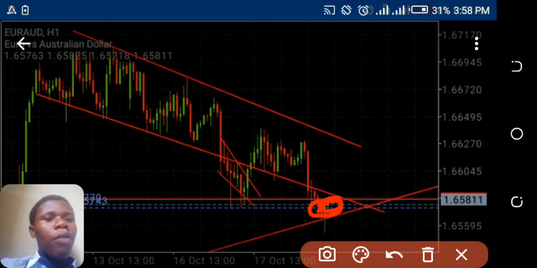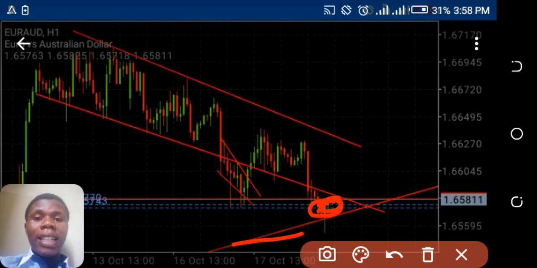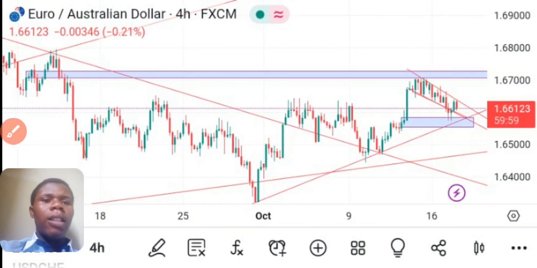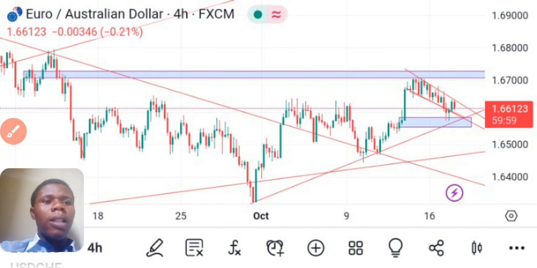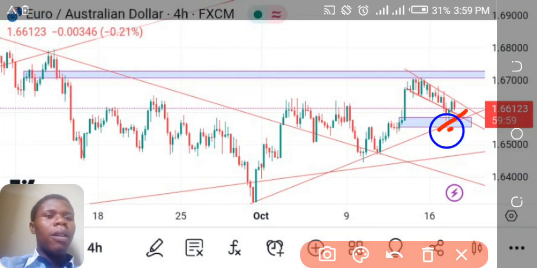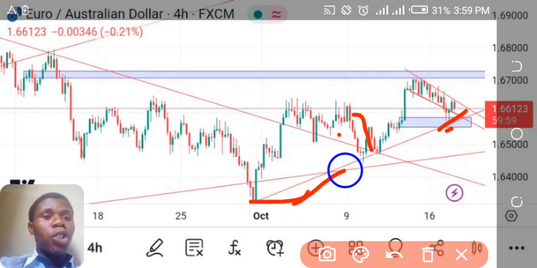How? Look very well. You will see a trend line here. Can you see it? This trend line is actually from the 4 hours that we saw. Now let's go back to the 4 hours. Can you see the 4 hours? This trend line that you're seeing here, let me draw this, was actually from the 4 hours. You remember I told you that whenever the market comes to pull back here, it's going to be giving you a trend line. See, it was touching here.